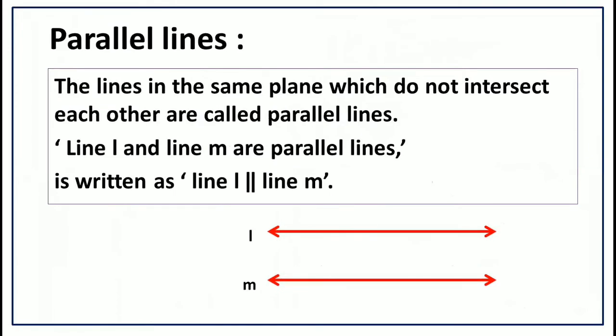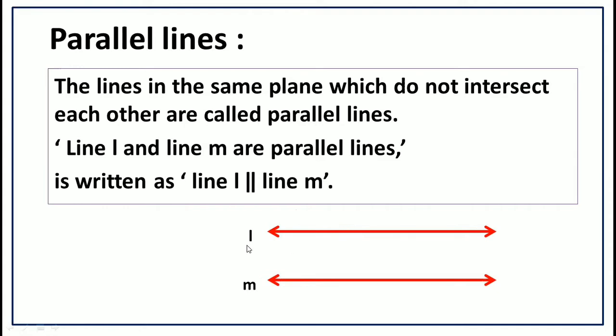Lines in the same plane which do not intersect each other are called parallel lines. Line L and line M are parallel lines, and it is written as line L, this is the symbol of parallel, line M. That means line L and line M are parallel lines. They do not intersect at any point. That is parallel lines.